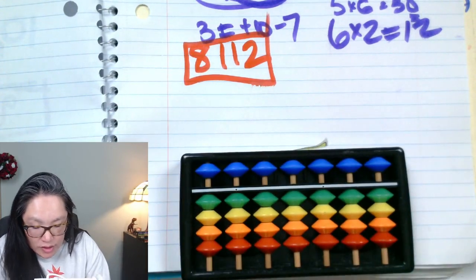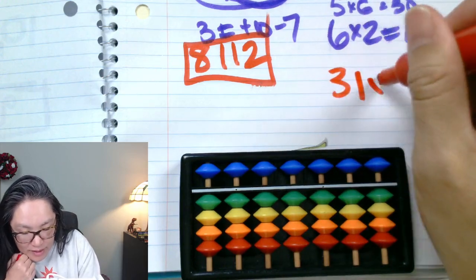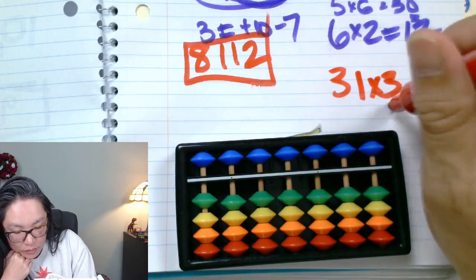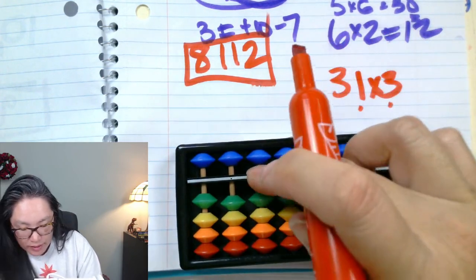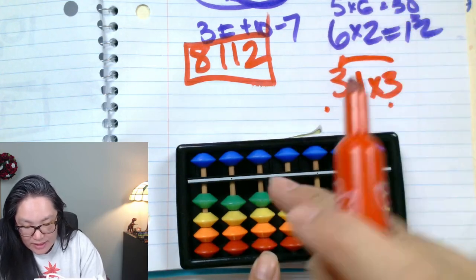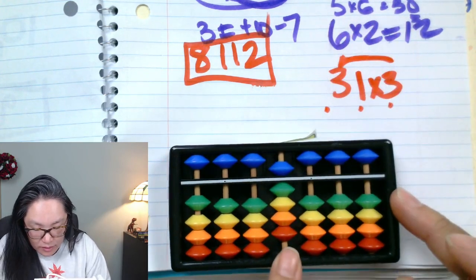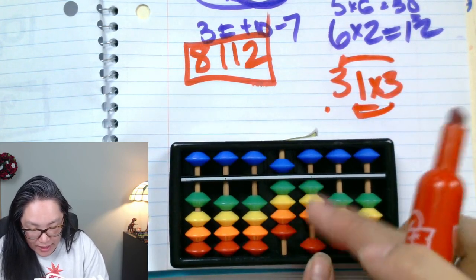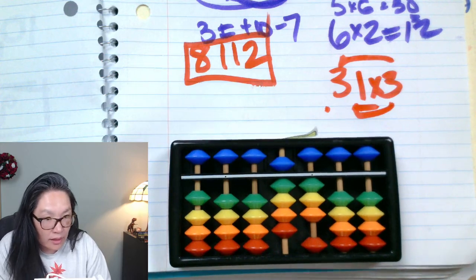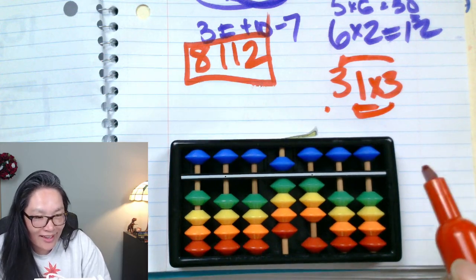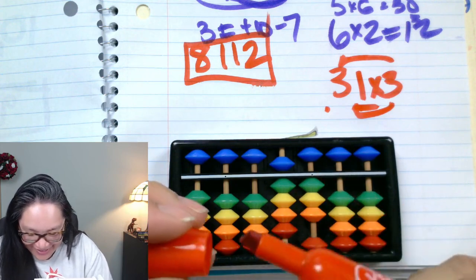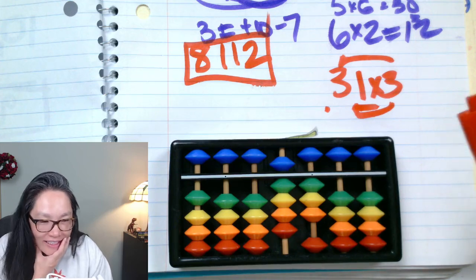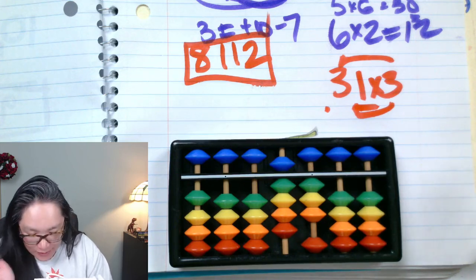So we could do just like 31 times 3. It's the same thing. 1, 2, 3. 1, 2, 3, right? 3 times 3 is 9. 9 is a single digit. I add 9. 3 times 1 is 3. 3 is a single digit. I add 3. Yeah. Is that even a question? No judgment. No judgment.